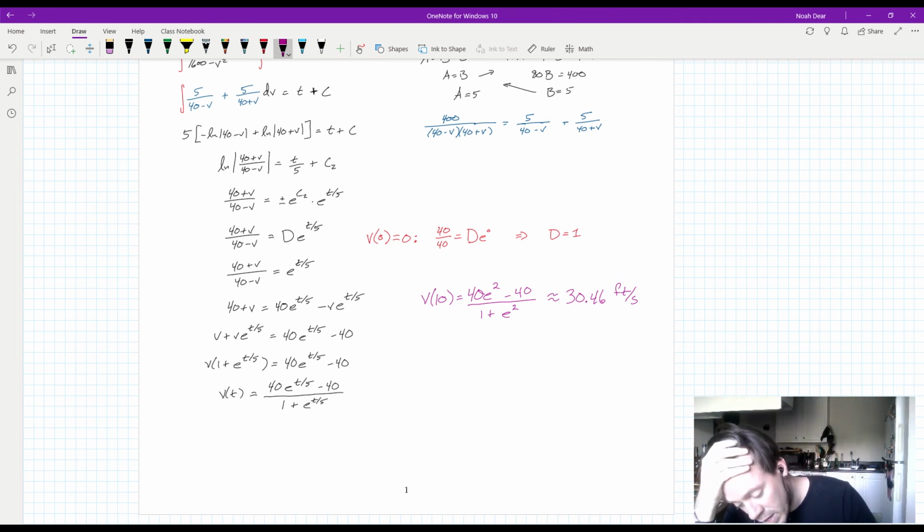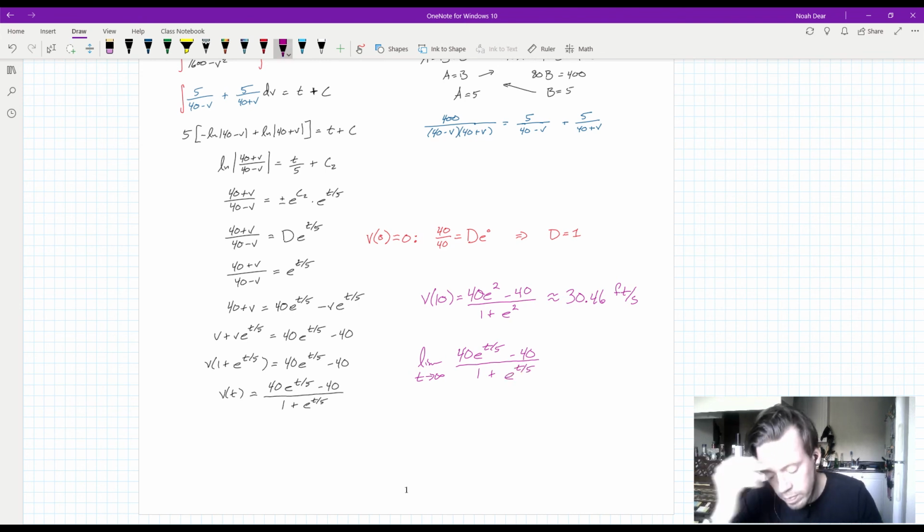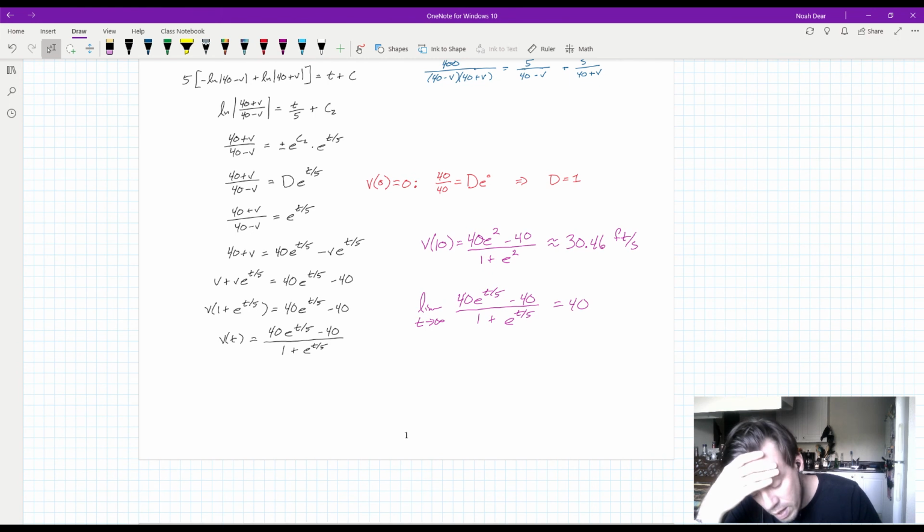We now want to take the limiting velocity. So I want to say, what's the limit as the time goes on to infinity of 40 e to the t over 5 minus 40 over 1 plus e to the t over 5. I'm sorry, I forgot the e here. Now this is going to limit out to just be a 40. And if you want an explanation of that, you can watch the other video that's next to this one. And this is also in feet per second.